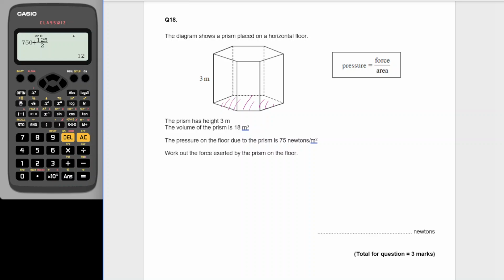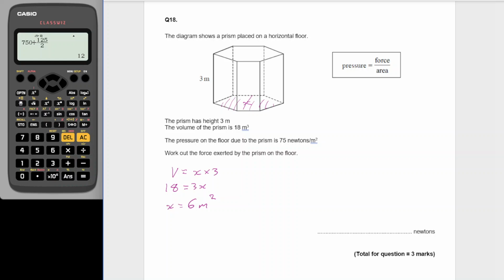So the volume of the prism is equal to the cross section. We'll call it x again. So x times by the height, so times by 3. And we're told that that's 18, so 18 is equal to 3x. So x is equal to 6 meters squared. So that's our area.